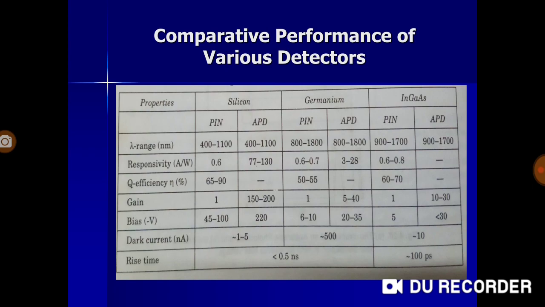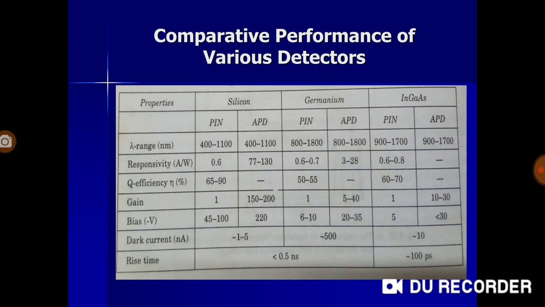Next comes dark current. Dark current is dependent upon the material, so we cannot say whether it is PIN diode or APD, it does not matter. That is why it is just divided material-wise. It is 1 to 5 nanoamperes for silicon, 500 nanoamperes for germanium, and 10 nanoamperes for indium gallium arsenide. So it is quite high for germanium. We won't say germanium is a very good material for photodetectors.